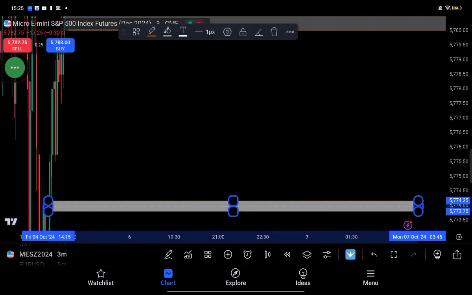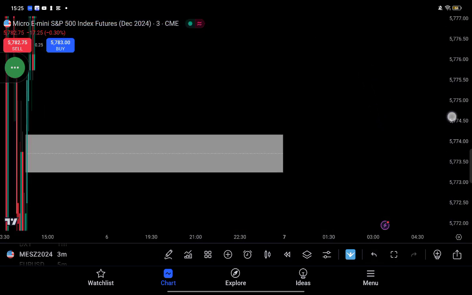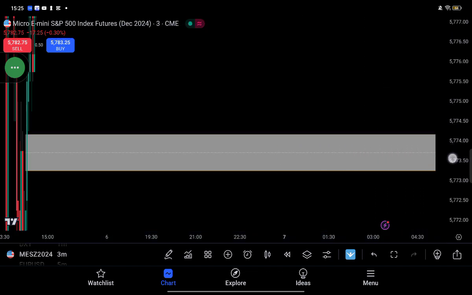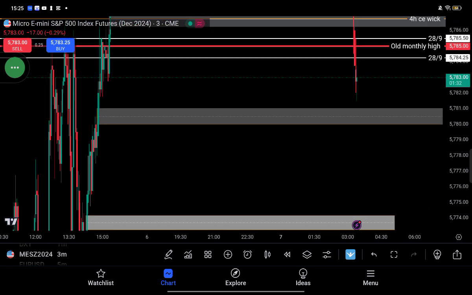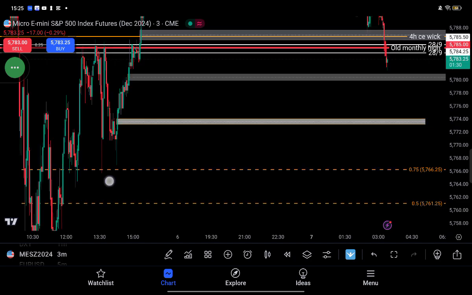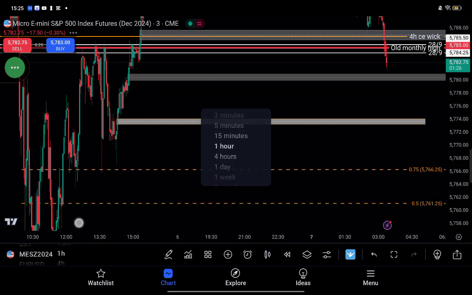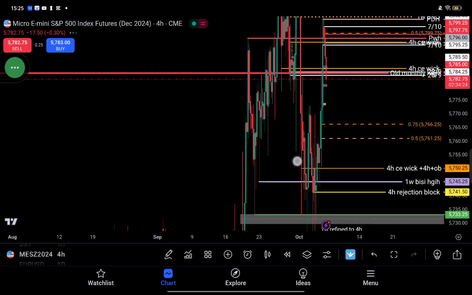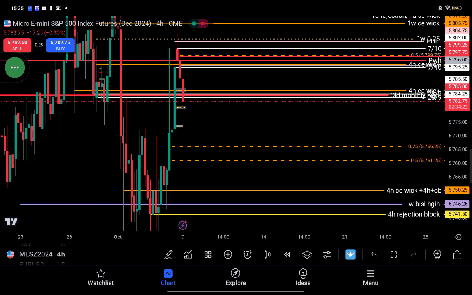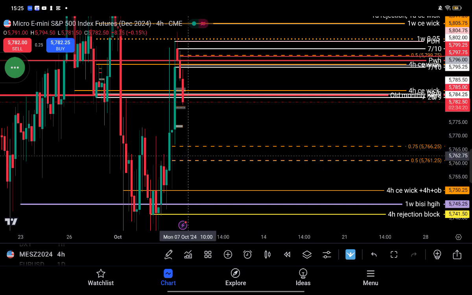Because if we were to reject at the new opening gap, then I will be confident for price to come down here some more and clear. Here we got sell side. And this is the wick. This is the 4 hour wick.